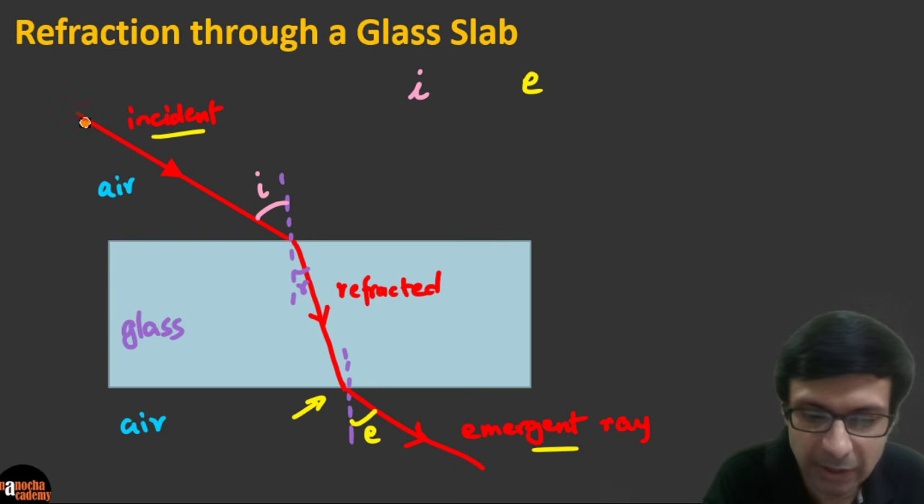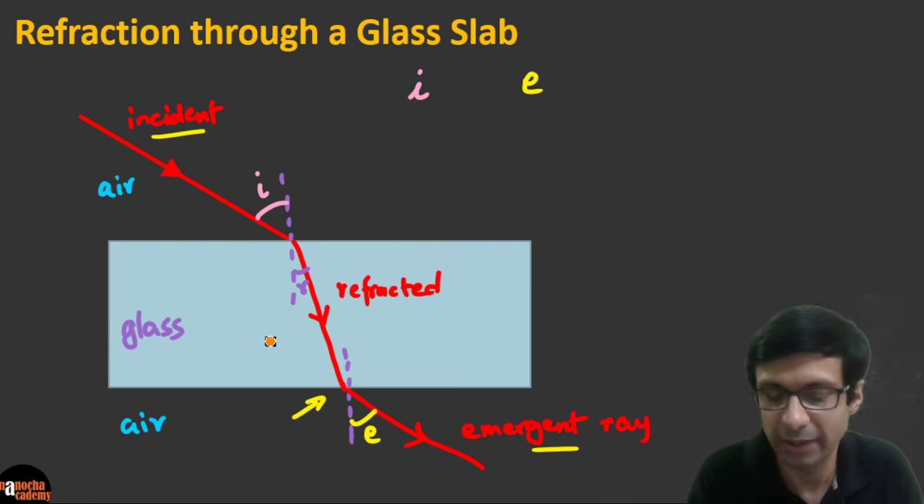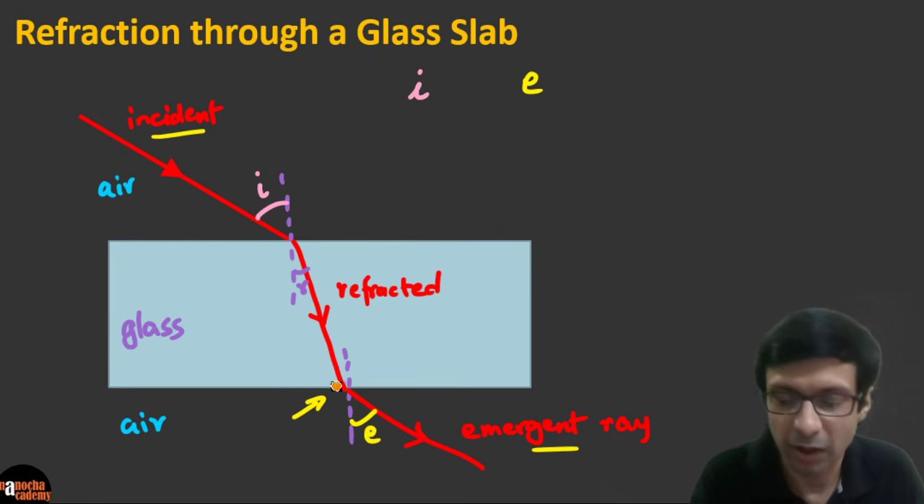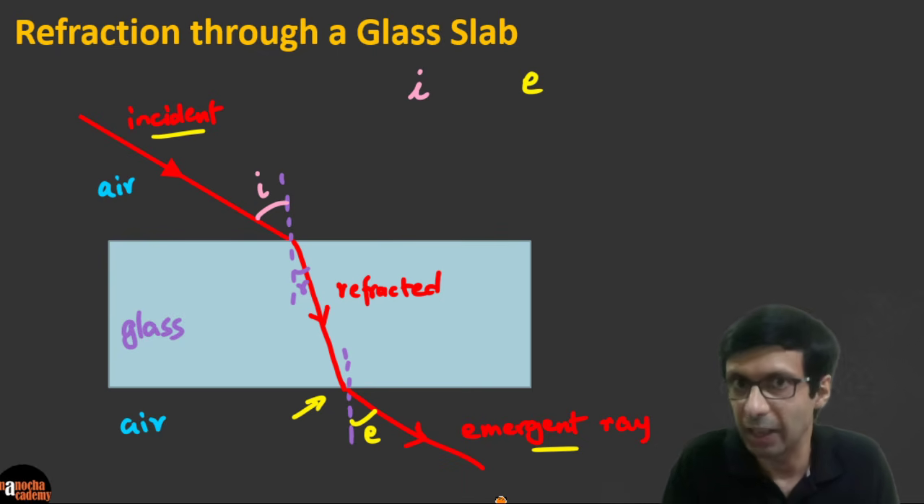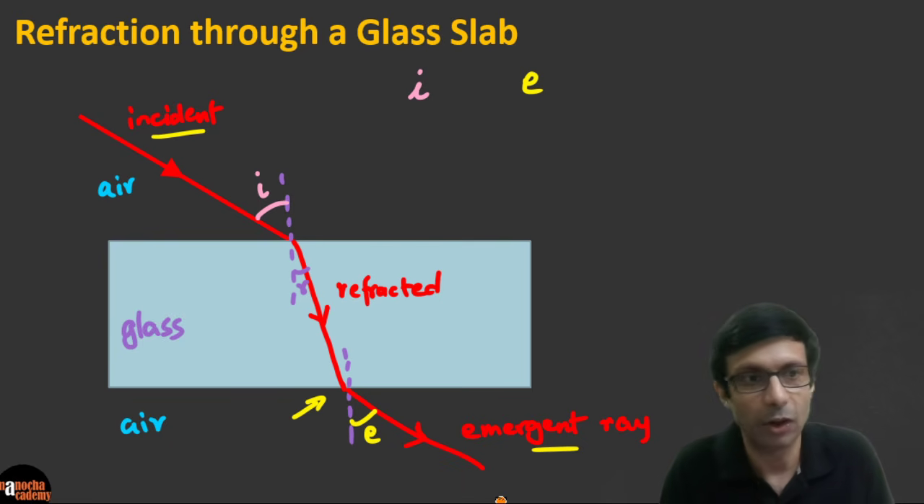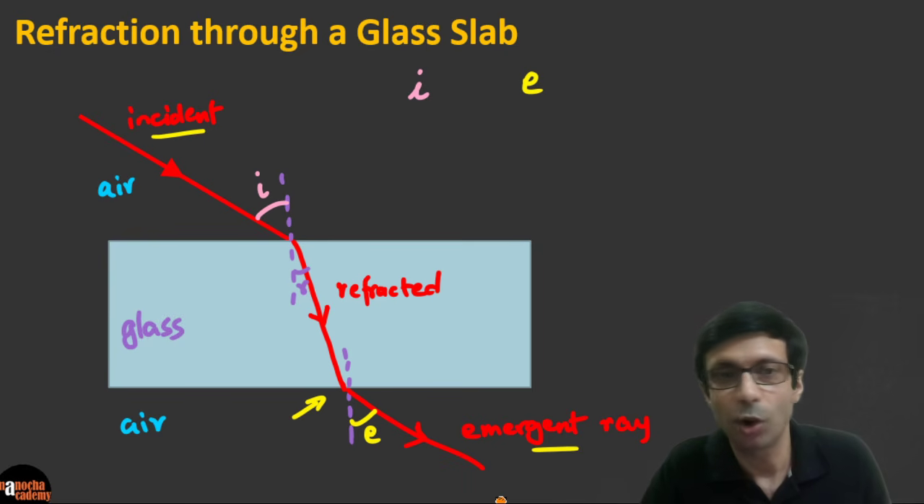When light is incident on a glass slab, first it's going to bend towards the normal, because it's going from air to glass, rarer to denser. And then when it comes out, there's a change in medium from glass to air, so it's going to bend away from the normal. So guys, what do you think is the relation between the angle of incidence and the angle of emergence? Are they equal, or is I greater than E, or is E greater than I? Very good. I see a lot of you are getting the right answer. Many of you are saying I equals E.